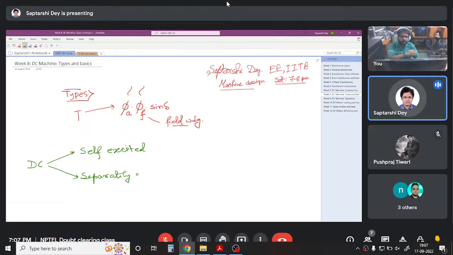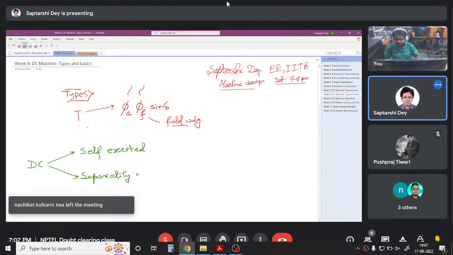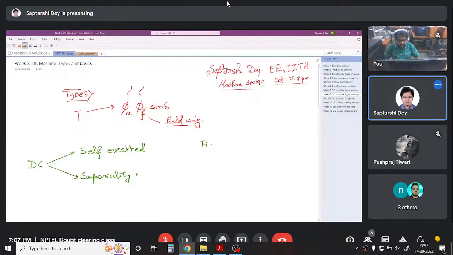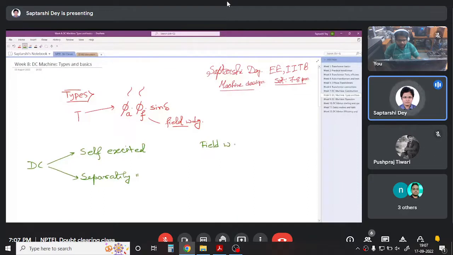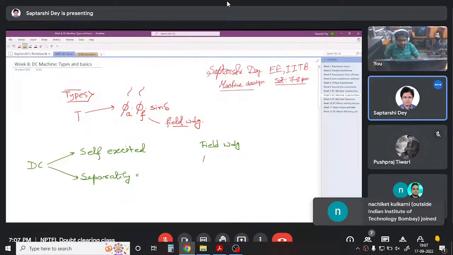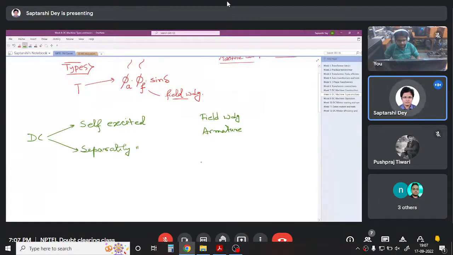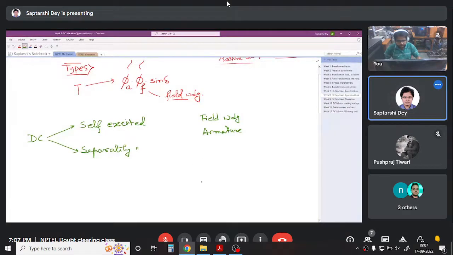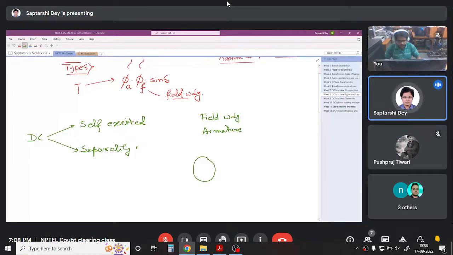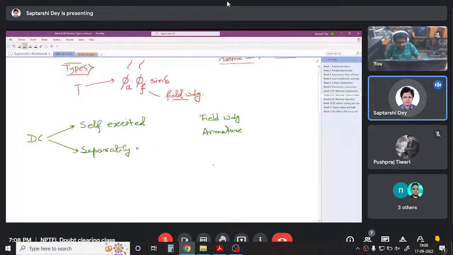You can stop me anytime if you have any doubt and ask me any question if you want. Okay, so first we will see what is separately excited. As we said, there are two things. One is the field winding. Other is the armature. Now the armature is there invariably like this. Anyway, looks very bad. So this is the armature, let us say.